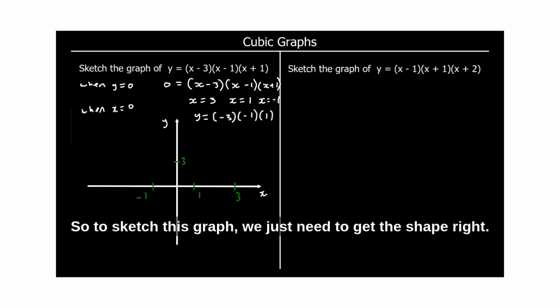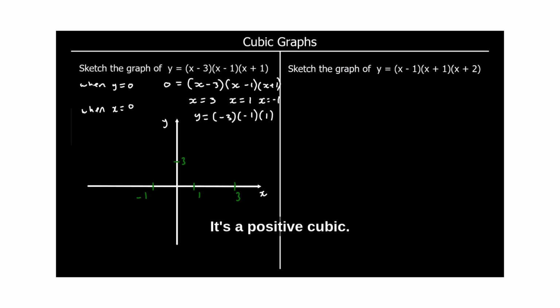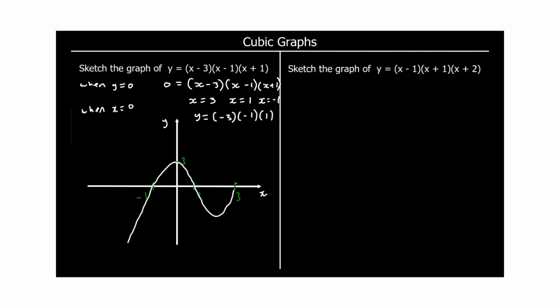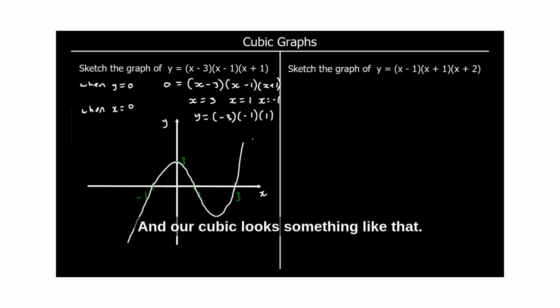So to sketch this graph, we just need to get the shape right. It's a positive cubic, and we know it's a positive cubic because, well, all the x's are positive. So it's going to be x times x times x. If we expanded these 3 brackets, the x cubed term would be positive x cubed. So we can just draw this graph. It's a positive shape, so it's bottom left to top right. And we're going through our points. And our cubic looks something like that.